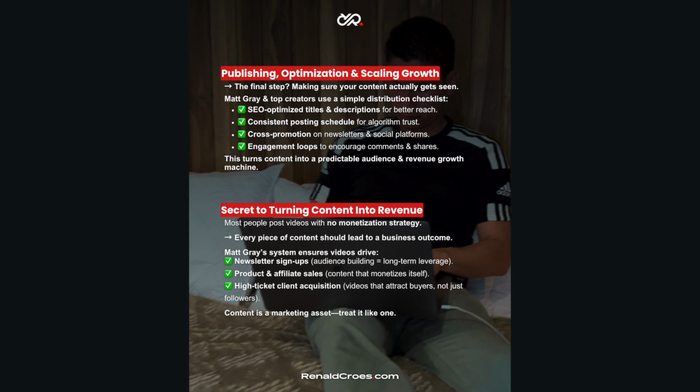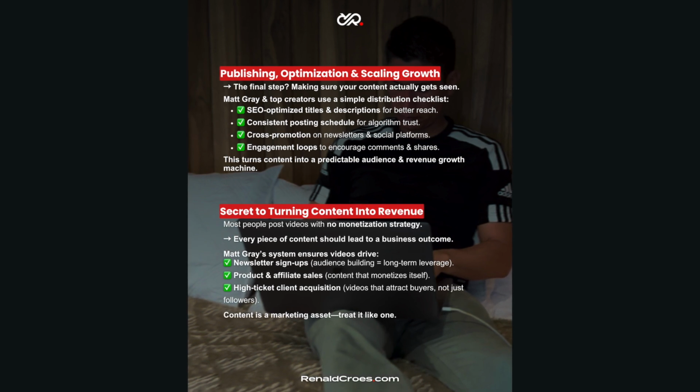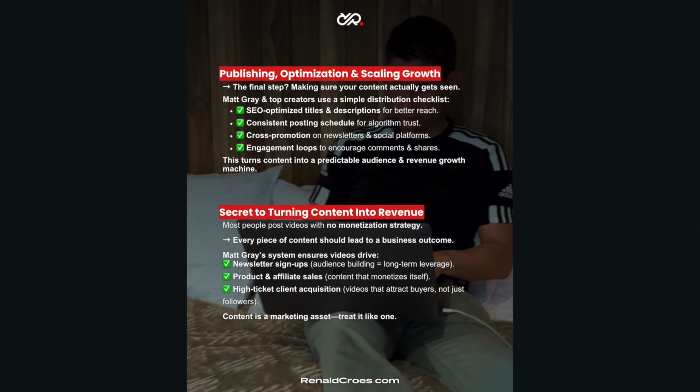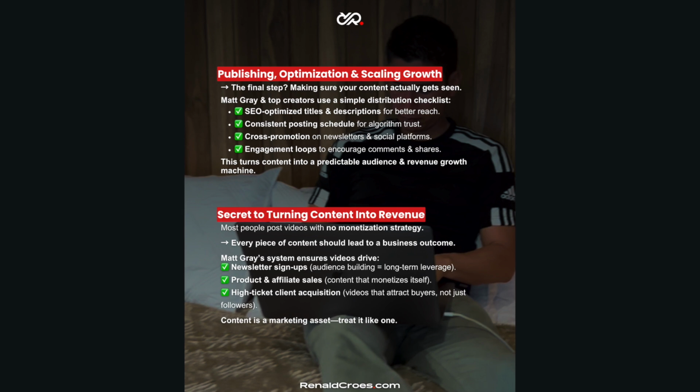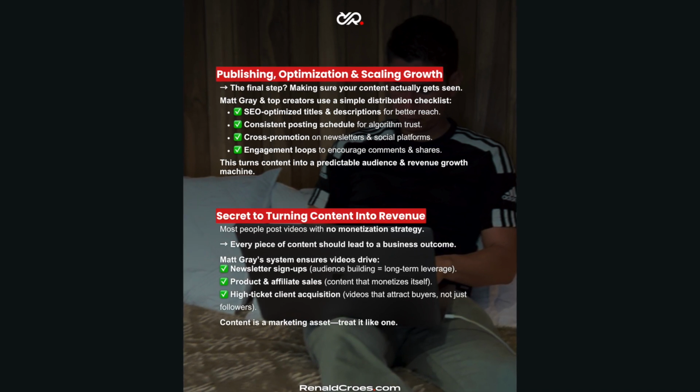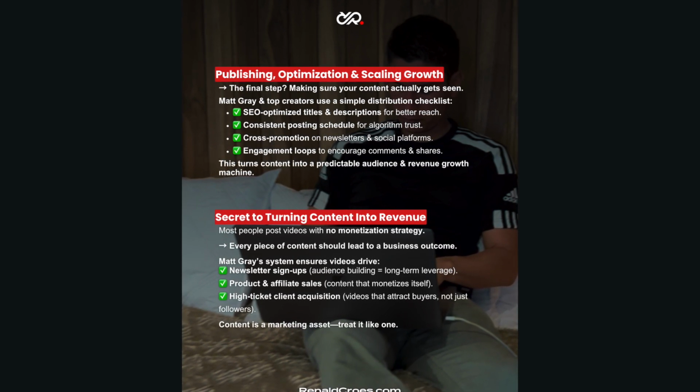You also want to make sure that you have a content posting schedule. So make sure you have at least one piece of content per day going out. If not, you can do more than that, 2 or 3 per day. All right. You can also do cross promotions, newsletter, social media posts, etc. And you can also do engagement loops.